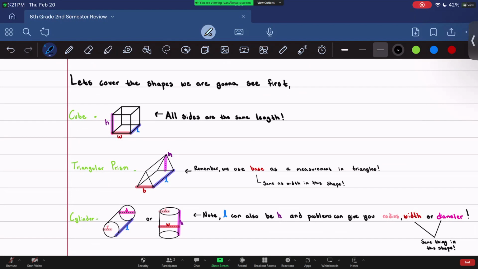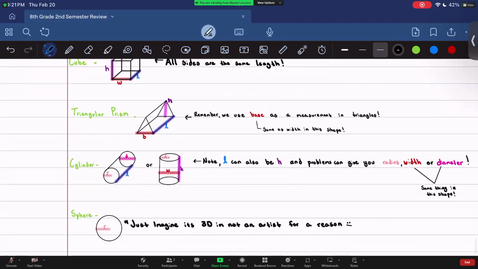We have radius, diameter, and length. Or if the cylinder is standing up, it's radius, width, and height. They might still even say diameter, like I said. And note it right here, length can also be height, and problems can give you radius, width, or diameter. With the diameter, that's the very same thing here. It's just different ways to say it.